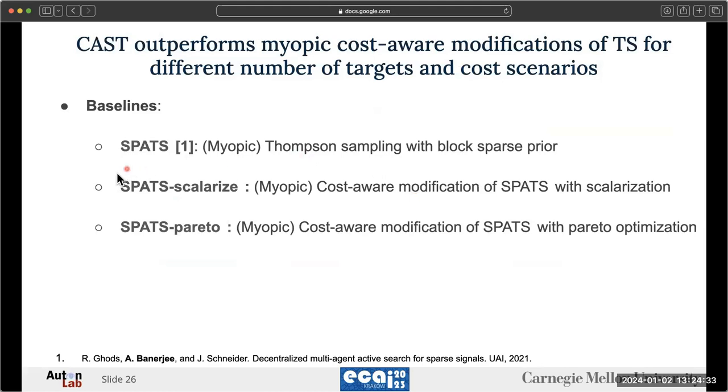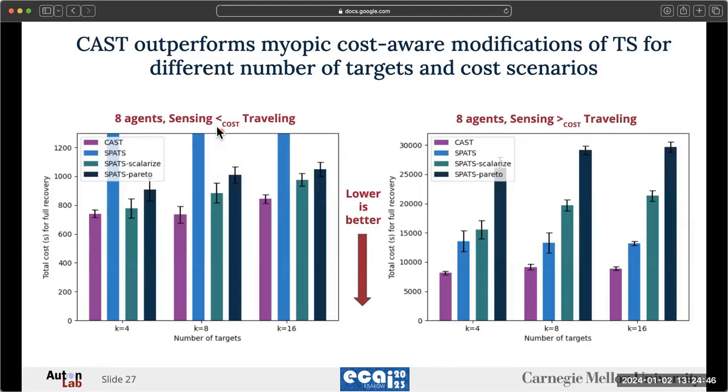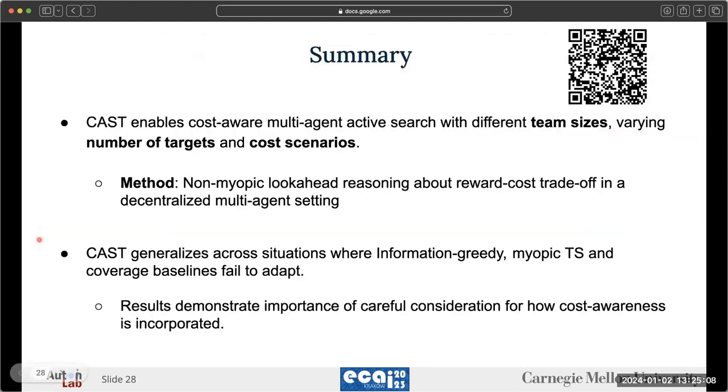Next, we compare CAST with some cost-aware modifications of SPATS that we propose, using respectively scalarization and Pareto optimization with myopic Thompson sampling. We see that for different number of targets, the team of 8 agents can recover all the targets at a lower total cost, across both scenarios of sensing cost being higher or lower than travel cost. This further indicates the benefit of finite horizon look-ahead, even with Thompson sampling and Pareto optimization.